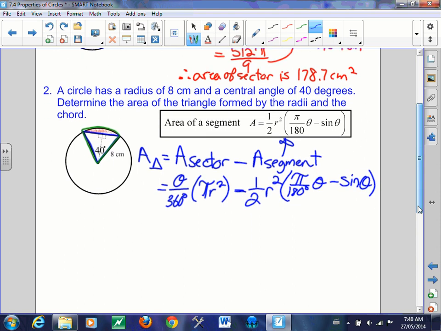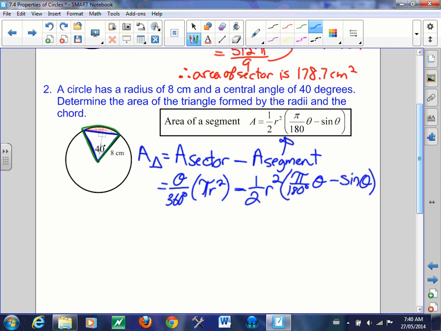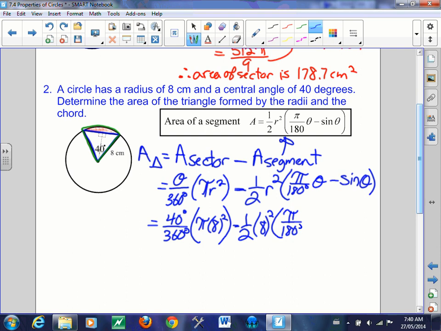All right, this is our last question. Now we can plug in our information. The central angle here, folks, is 40 degrees. So it's going to be 40 degrees over 360 degrees times pi times the radius, 8, squared. Subtract 1/2 of 8 squared times pi over 180 degrees times 40 degrees, subtract sine of 40 degrees.